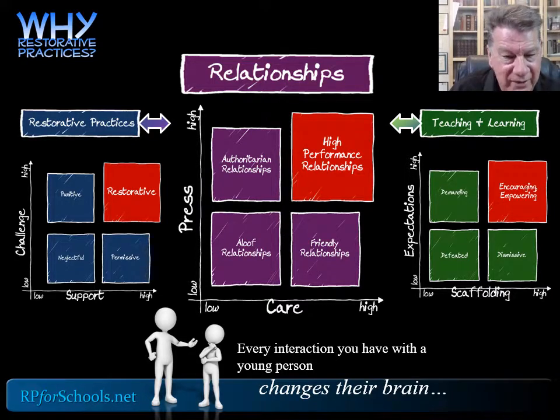And remember, every interaction we have with a young person changes their brain. And this is a positive way of changing their brain, of challenging the development of the prefrontal cortex, the self-regulatory function, so that students think of others and consequences before or while they're deciding about action.